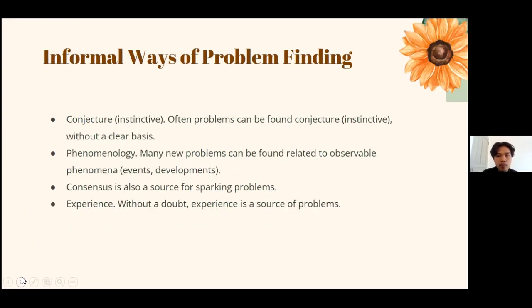Informal ways of problem finding. Number 1 is conjecture or instinctive. Often a problem can be found by conjecture or instinct without a clear basis. Number 2 is phenomenology. Many new problems can be found related to observable phenomena. Number 3, consensus is also a source for sparking problems. Number 4 is experience. Without a doubt, experience is a source of problems.